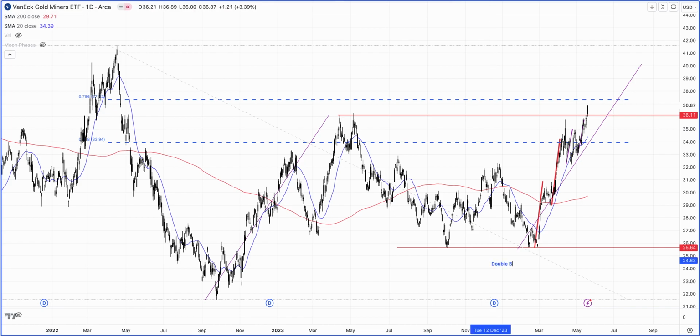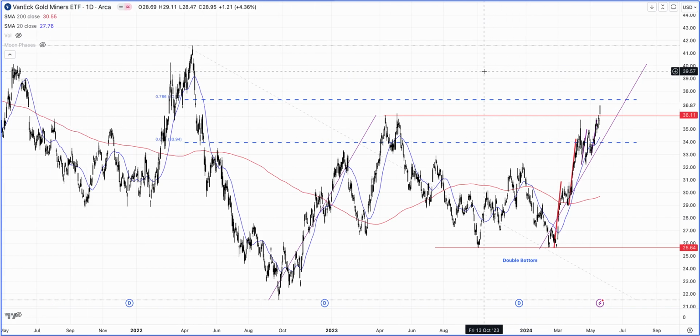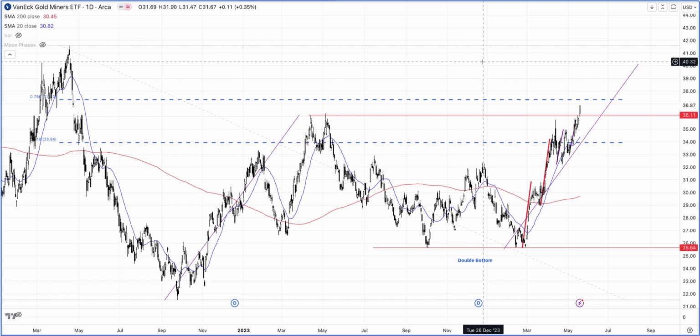Let me write it here. Okay, and the ABCD, which in my opinion is a confirmed ABCD move higher. We do have a 78.6% retracement here. We $40 per share could easily be achievable. So this is what we are watching in the gold miners ETF GDX.